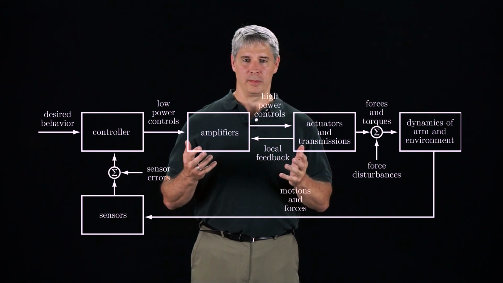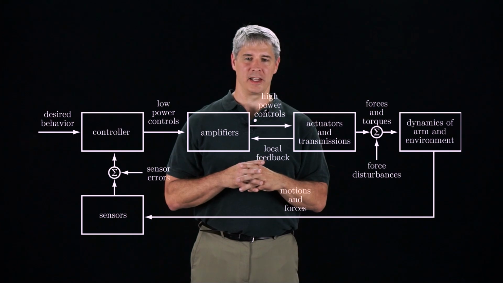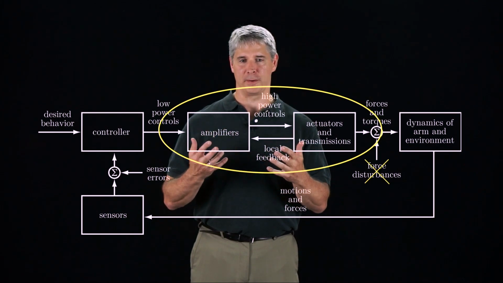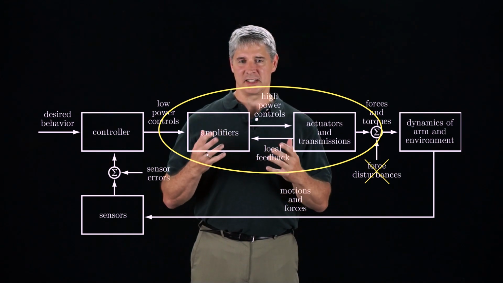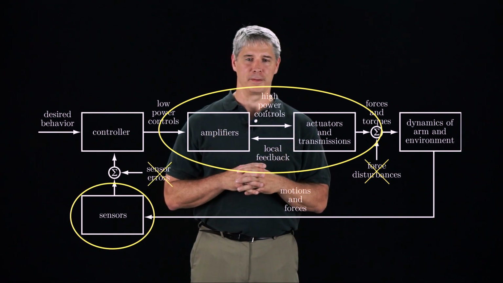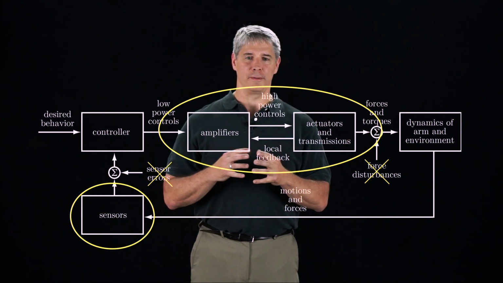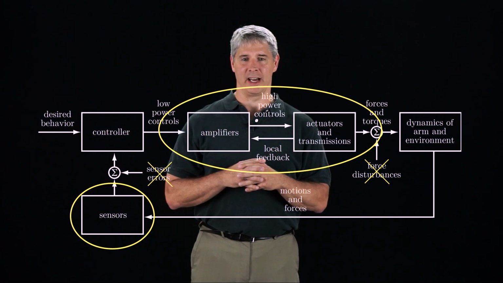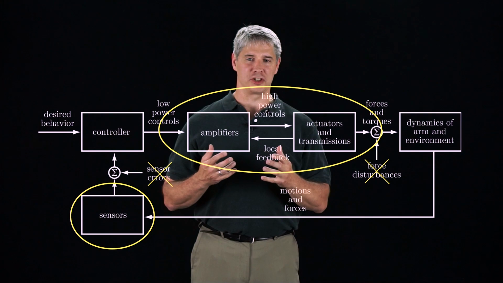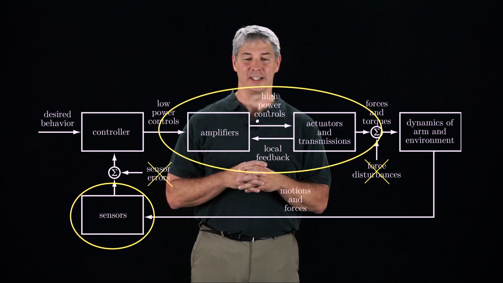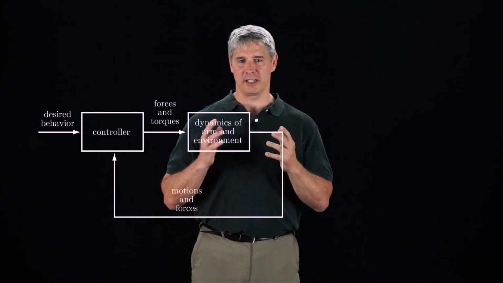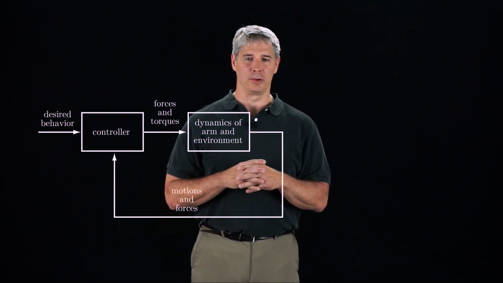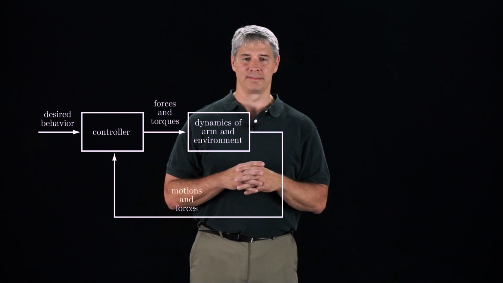In this chapter, though, we will simplify our analysis by assuming that the amplifiers and actuators work perfectly to generate the control forces requested by the controller, and that the sensors measure the robot's performance perfectly. We also ignore the fact that the controller is typically implemented at a finite frequency and instead assume that the control laws are implemented in continuous time. Then our block diagram can be simplified to this block diagram, consisting of only the controller and the dynamics blocks.